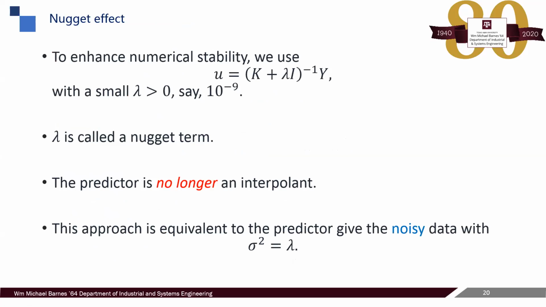Okay. And one thing to enhance the numerical stability, which can address the singularity issue, is to introduce the so-called Nugget effect. So instead of inverting this K, we consider K plus something on the diagonal entries so that the stability can be improved. Okay. A cost of doing this is that the predictor now is no longer an interpolant. And this approach is equivalent to the predictor given the noisy data, with the noise variance to be lambda.